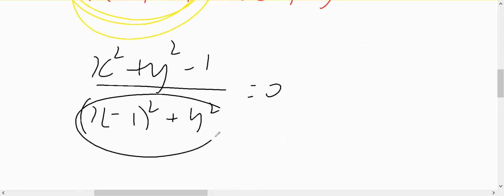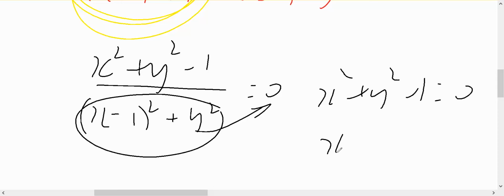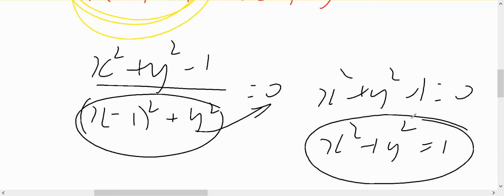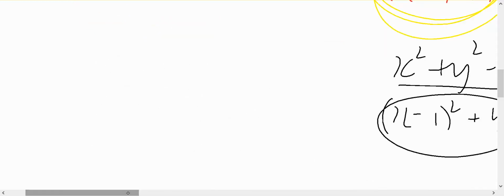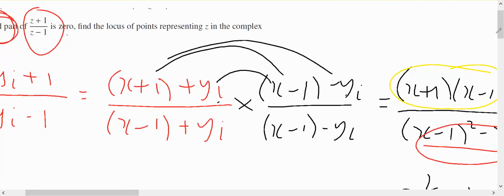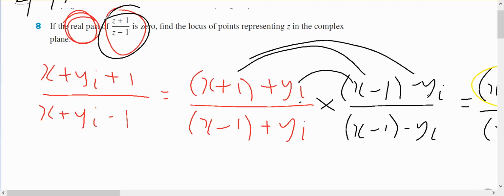If I pick all of this up, I can move it over there, it gives me 0. So I've got x squared plus y squared minus 1 equals 0. x squared plus y squared equals 1 will be the locus of the complex numbers that the real component of this follows.